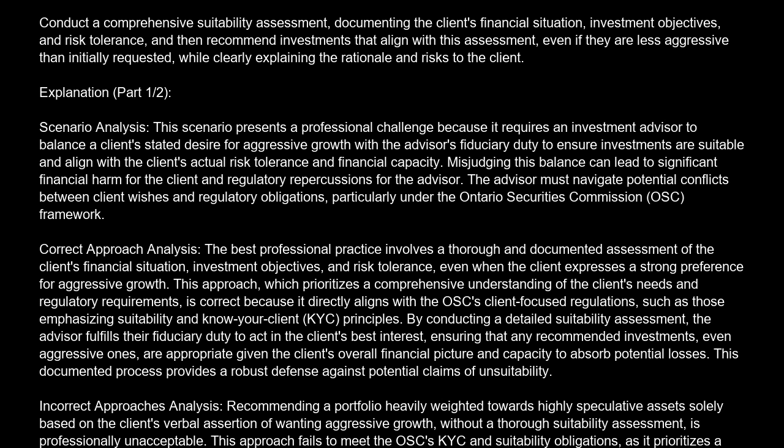Incorrect approaches analysis. Recommending a portfolio heavily weighted towards highly speculative assets solely based on the client's verbal assertion of wanting aggressive growth, without a thorough suitability assessment, is professionally unacceptable.